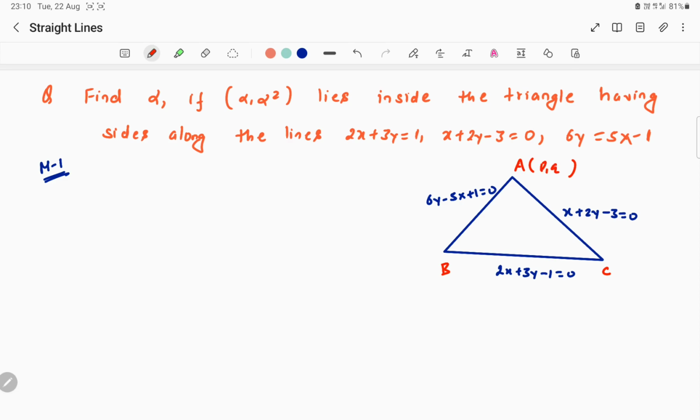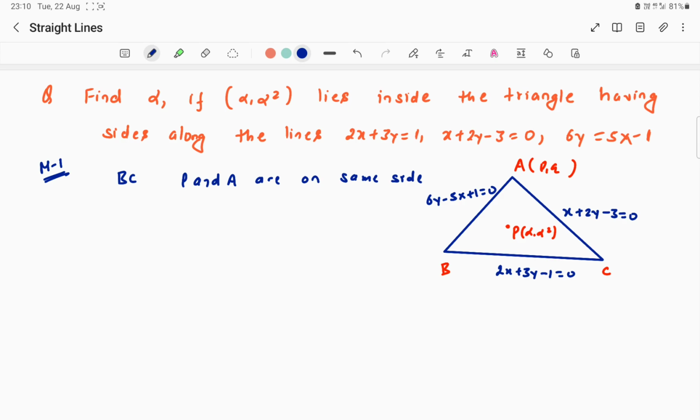Now you are telling that there is a point alpha comma alpha square that lies inside the triangle. So let's take this point as P, which is alpha comma alpha square. Now, if you take BC as the reference, can you see P and A are on the same side? Both are in this direction, isn't it? If they are on the same side, what condition will be satisfied? You substitute the coordinates of A and of P, and the product has to be greater than 0. So you will get one condition.